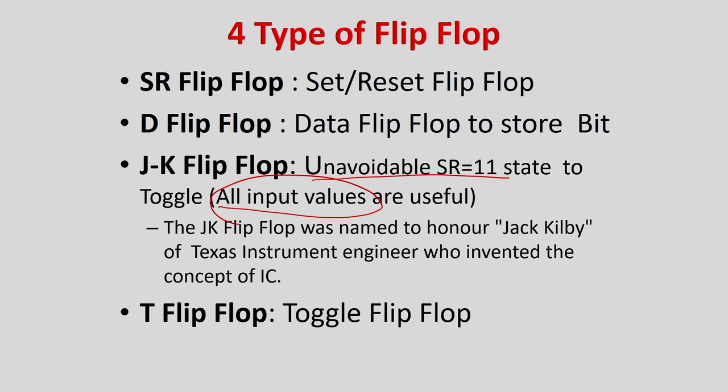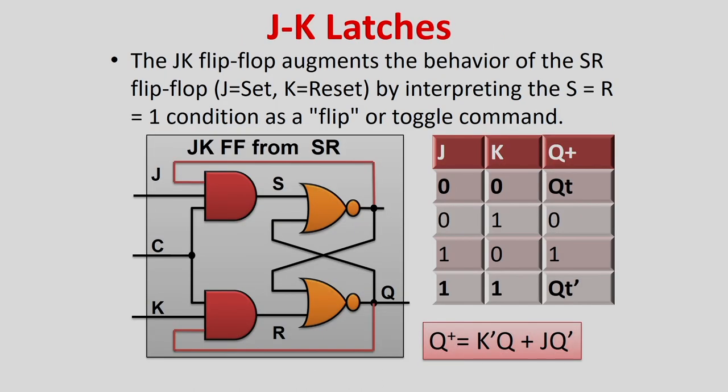And T flip flop is the toggle flip flop. So, the JK flip flop augments the behavior of SR equal to 1-1. Particularly, J is equal to set and K is equal to reset, by interpreting S equal to R equal to 1 as J equal to 1 and K equal to 1.